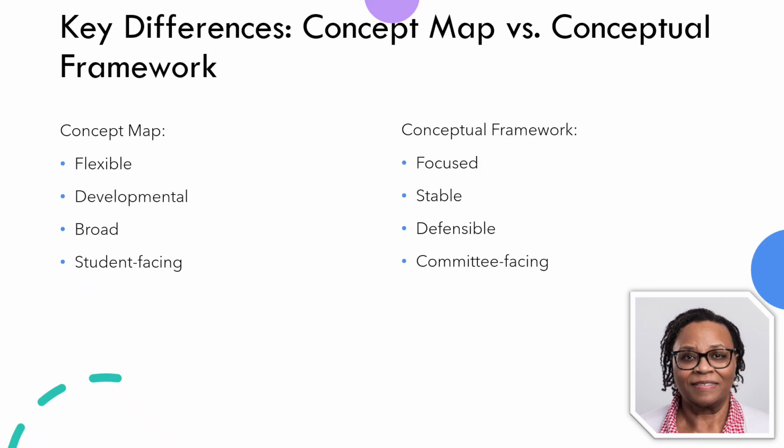Here is where the distinction matters most. Concept maps are flexible and student-facing. They allow room for uncertainty and revision. Conceptual frameworks are committee-facing. They must be focused, stable, and defensible. The mistake many students make is trying to treat an early concept map as if it were already a conceptual framework.